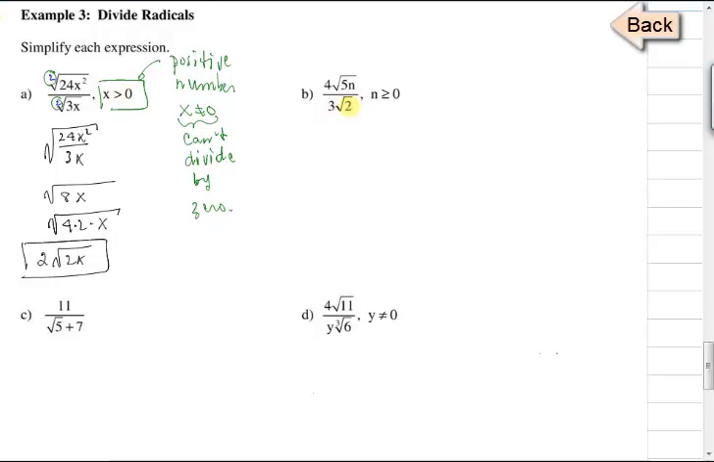Okay, so let's take a look at b. Now on b, notice that your root 2 doesn't divide evenly into 5 root n. So we're going to approach this question slightly differently. Notice we have a monomial in the denominator, and notice we also have a radical in the denominator. And when we have a radical in the denominator, it cannot be considered simplified. So in this case, we are going to want to rationalize the denominator.